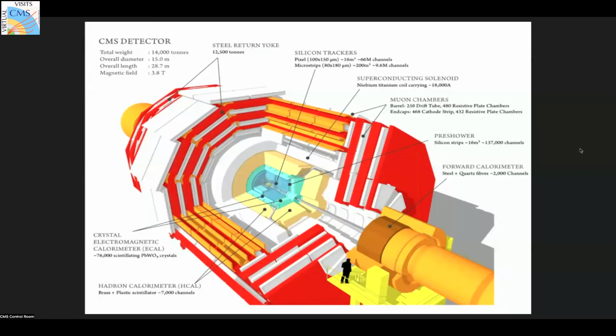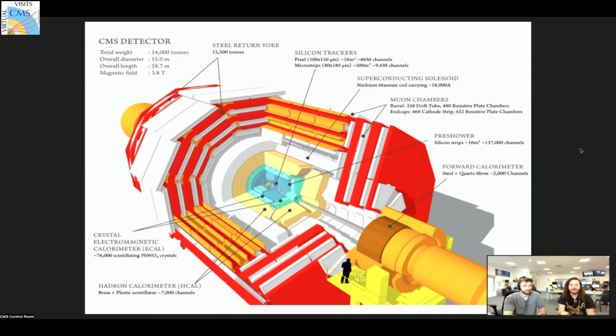But in any case, we wanted to show you what the CMS detector looks like, and I think we can share the screen here. So of course, here you can imagine that the protons are coming in and they collide in the very center of our detector. And of course, the detector is not open like this, it is just to show you the inside of our systems.